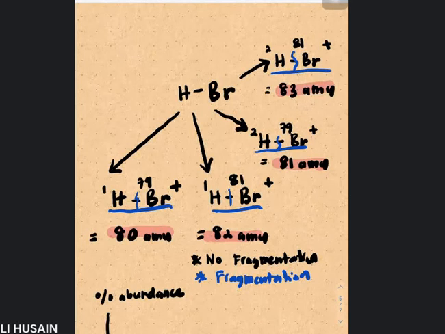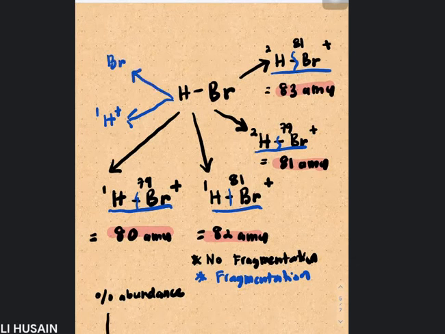So when it breaks, for example hydrogen 1 Br79+, if it breaks, what will it become? Hydrogen 1 plus. Yes, it will become hydrogen 1+. And at the same time, the other one will become what? Bromine 79 plus. Okay. This one breaks too, and will become hydrogen 1 plus.